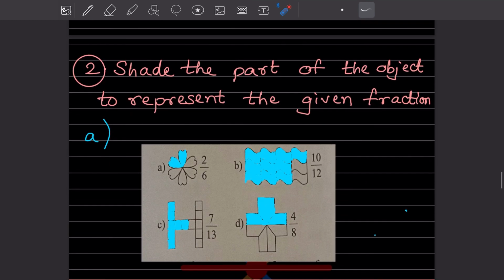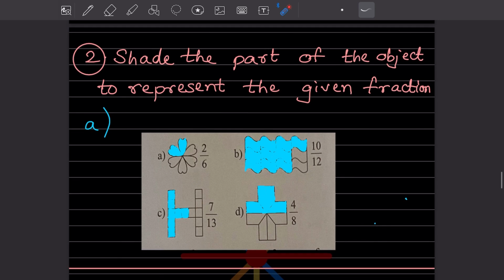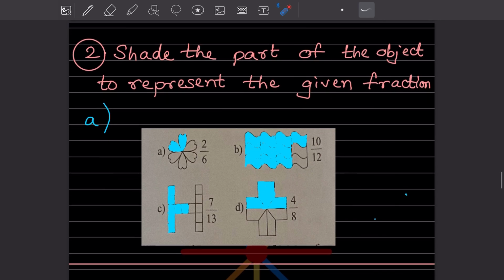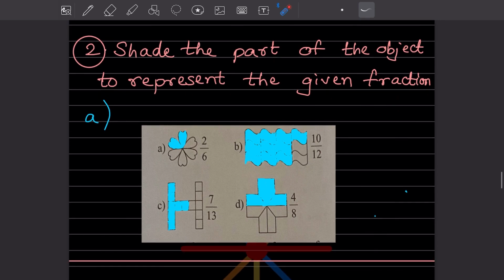Now here they said shade the part of the object to represent the given fraction. So this is the shading given, and there are already 2 shaded. Shade the part of the object to represent this one. Here it is given 2 by 6. 2 by 6 means the total is 6: 1, 2, 3, 4, 5, 6. So we have to shade 2. You can shade any part, you can also shade this one, but it should be only 2.